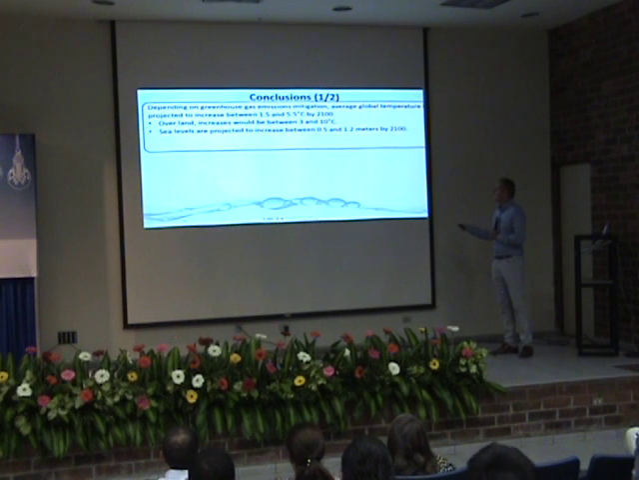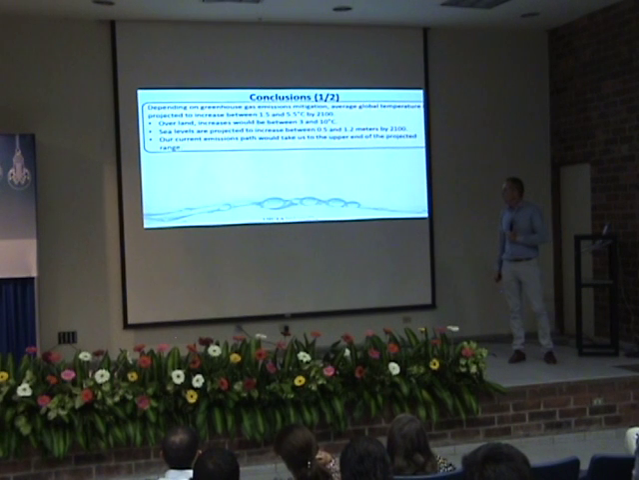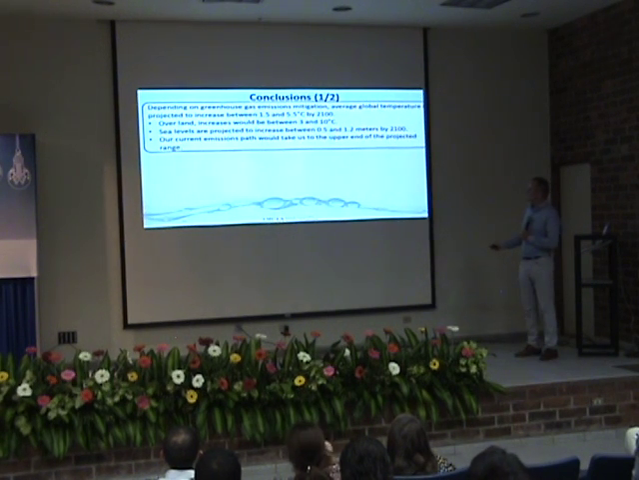Sea levels are projected by the end of the century to rise anywhere between 0.5 meter and 1.2 meters. That has impacts on the coastal system. And okay, so what are we doing now? What is our current emissions path?